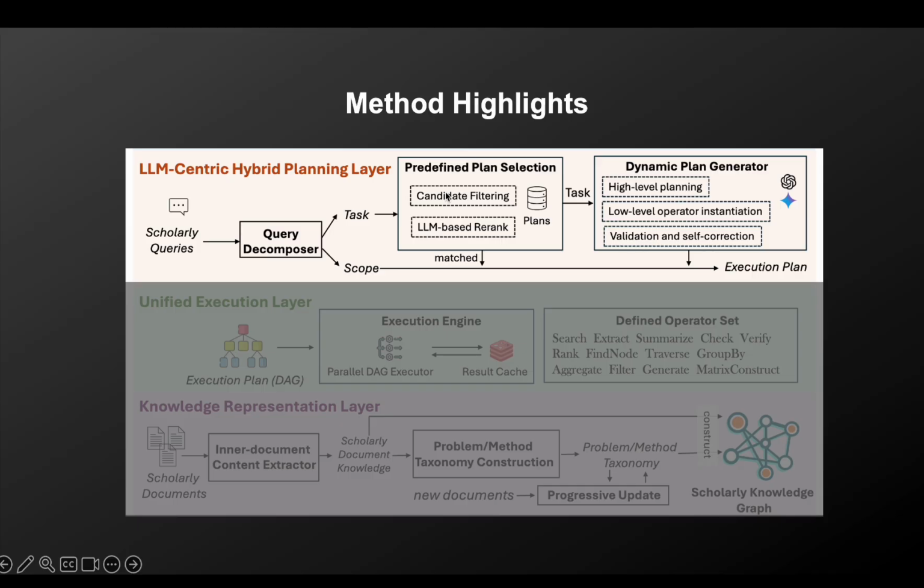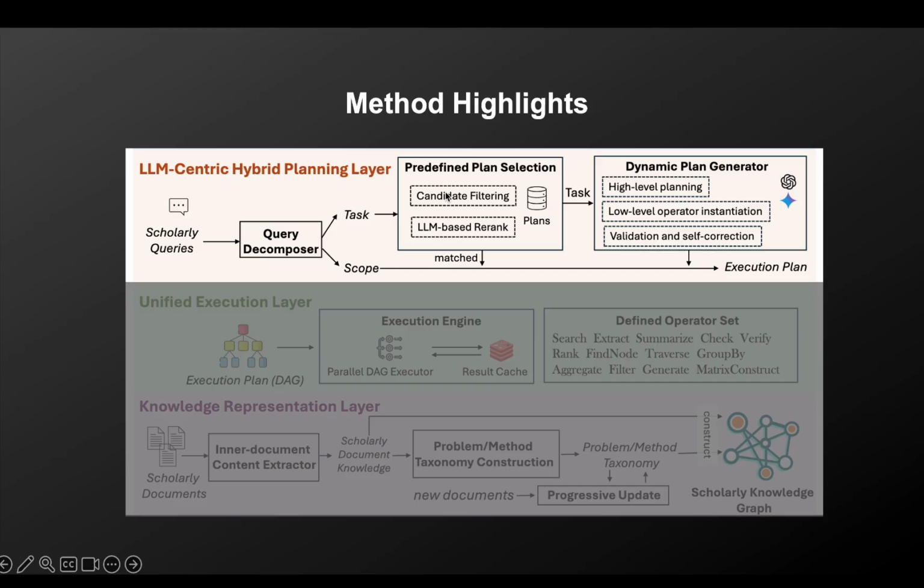Given a scholarly query, the system first uses a query decomposer to identify the task and its scope. Then it follows one of 2 paths. If the task matches a common query type, Agentic Scholar uses predefined plan selection. It first performs candidate filtering using semantic search, and then applies LLM-based re-ranking and validation to select a reliable, reusable plan. If the query is more open-ended, the system invokes a dynamic plan generator.